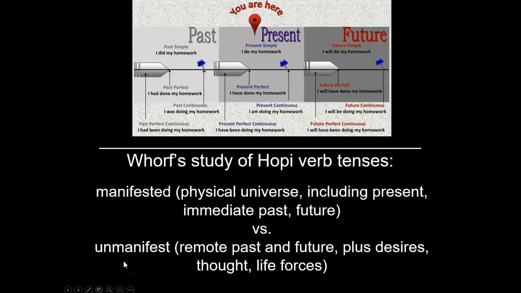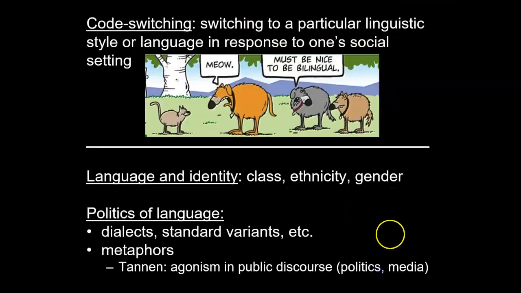And then there was another category of verbs which was unmanifest. And that included both the distant past and the future, and other things, more abstract elements like desires, thoughts, life forces. So again, this is a very different way of organizing verbs, and, Whorf would argue, it reflects and informs a different way of understanding time. Okay, so that's linguistic relativity. Culture and language are intimately connected, so connected that the way the language is organized becomes basically a model of how the world works.